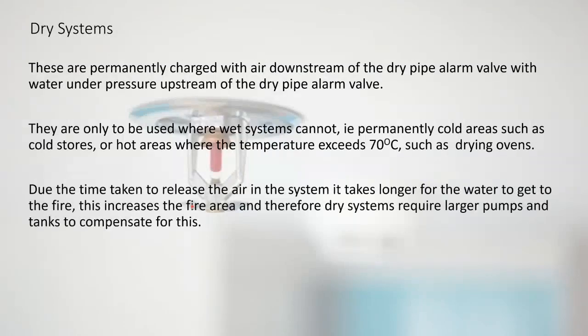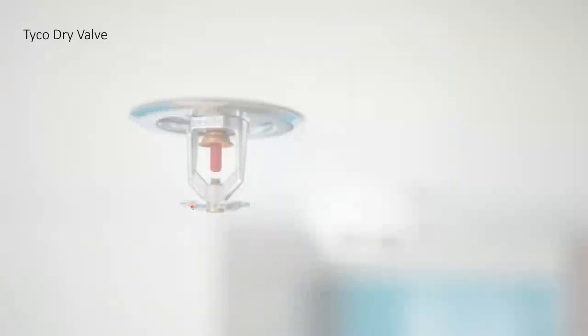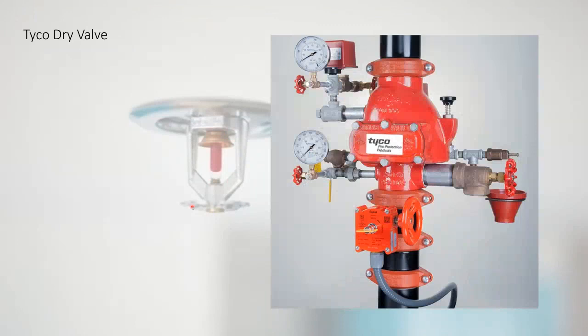Okay. Now, as I say, due to the time taken to release the air in the system, it takes longer for the water to get to the fire. This increases the fire area, and therefore dry systems require a larger pump and tanks to compensate for this. That's a Victaulic dry system. Looks something like that. You've also got the Tyco one, looks something like that.